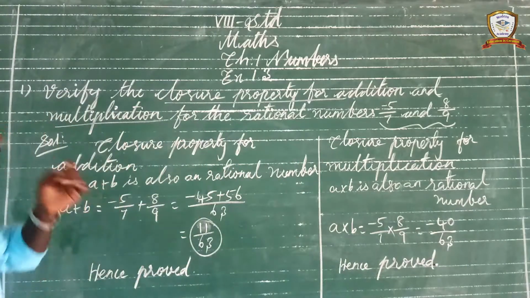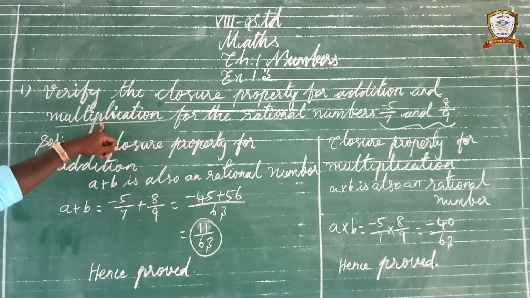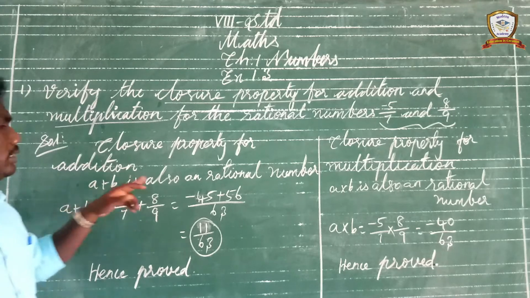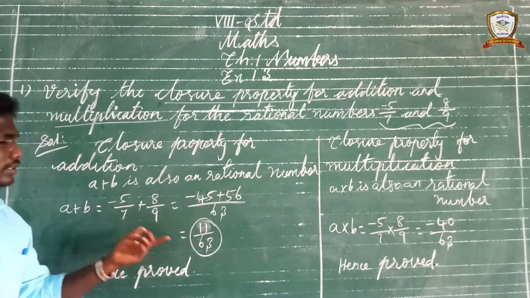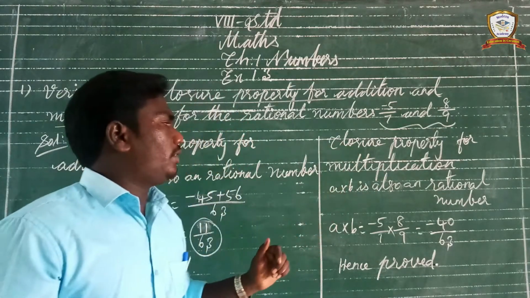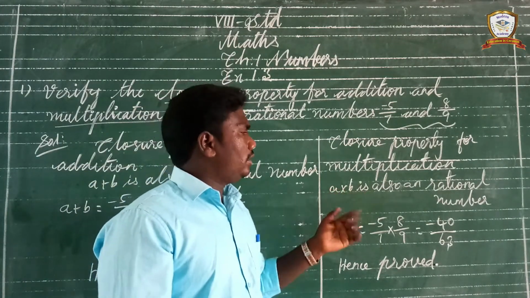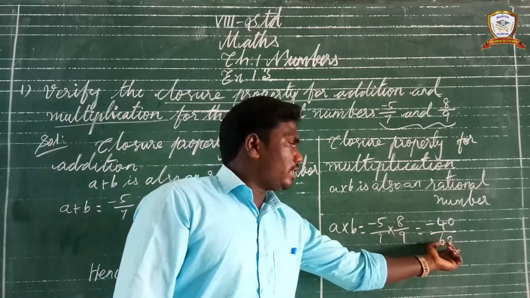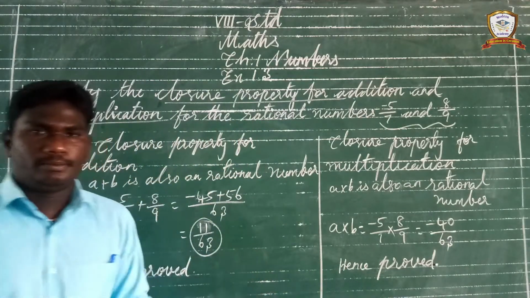This sum is very simple. Here given two rational numbers, you want to find closure property for addition and closure property for multiplication. Closure property for addition: A plus B is also a rational number. So two rational numbers you add, the answer is also a rational number. The next one, closure property for multiplication: A into B is also a rational number. So you multiply two rational numbers, we get the answer also a rational number. Okay, hence proved. Any doubt? So let's go to the next sum.